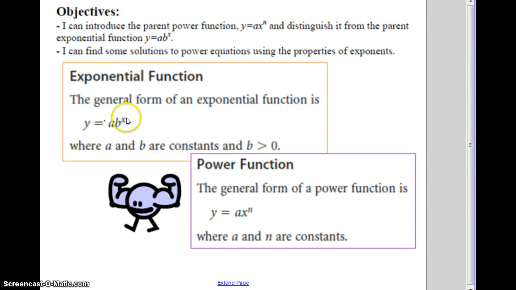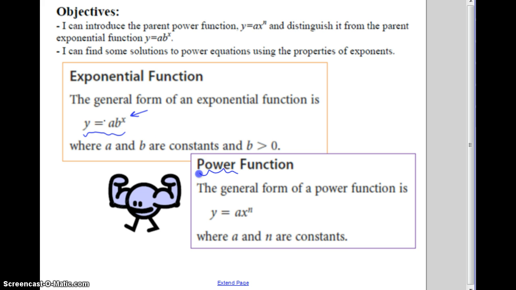Today in class we're going to be talking about exponential functions versus power functions. An exponential function in its general form we've established as being y = ab^x, or y equals ab to the x. If you notice with the y = ab^x function, the variable is an exponent. So your variable is the power in this case.